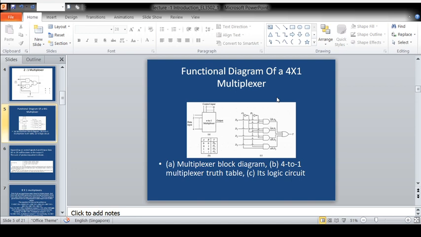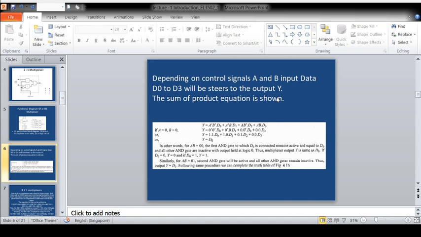The outputs of all the gates are summed, and that way you can produce sum of product equations. The equation is like this: Y is equal to A bar, B bar, D0, or A bar, B, D1, or A, B bar, D2, or A, B, D3. So one of the gates is going to be selected. This is nothing but the sum of product equation, and a multiplexer is a representation of a sum of product equation.